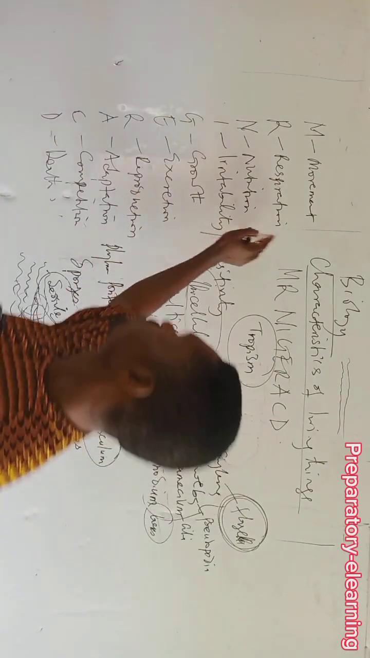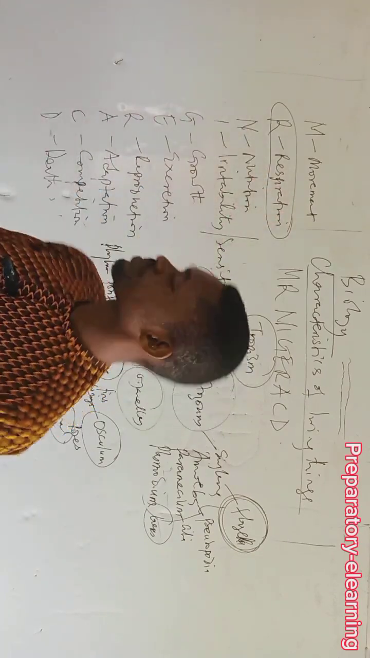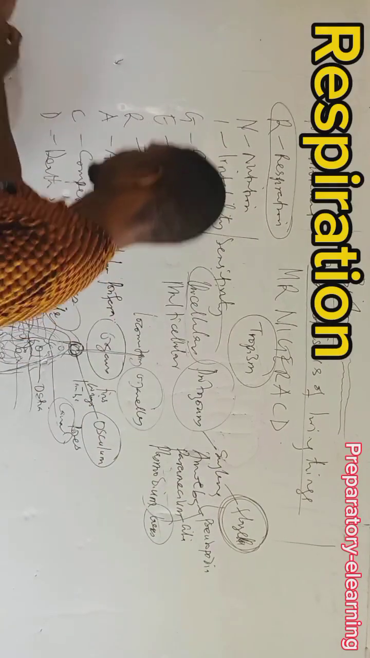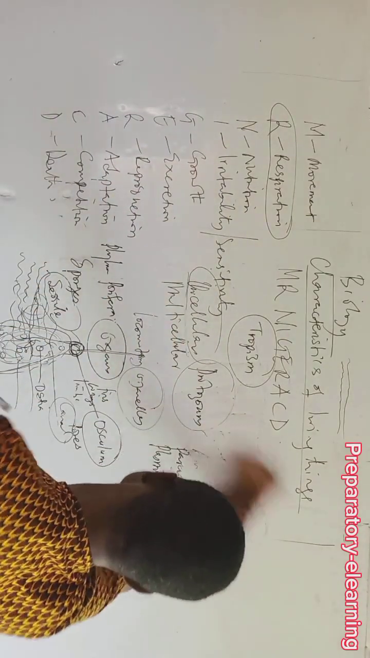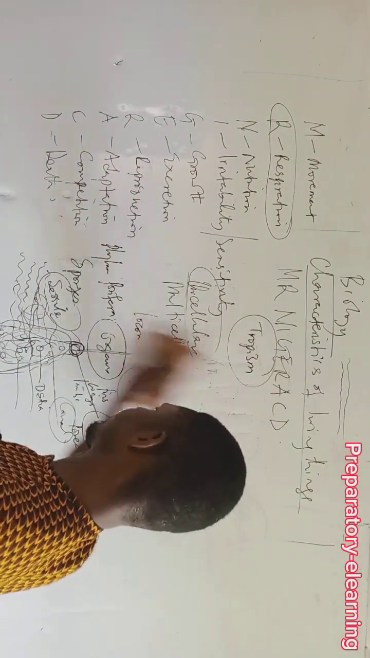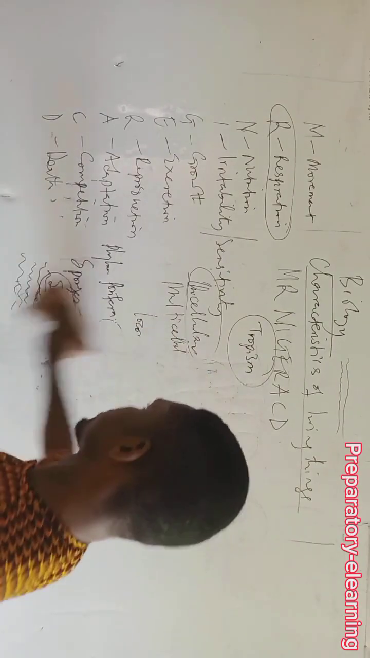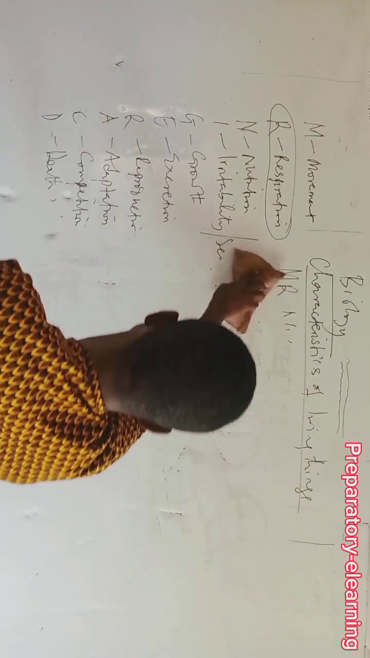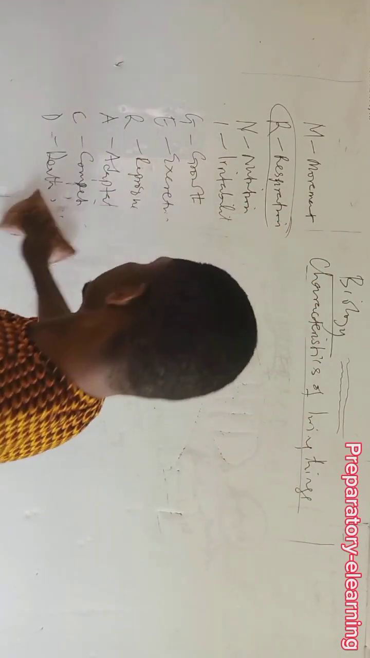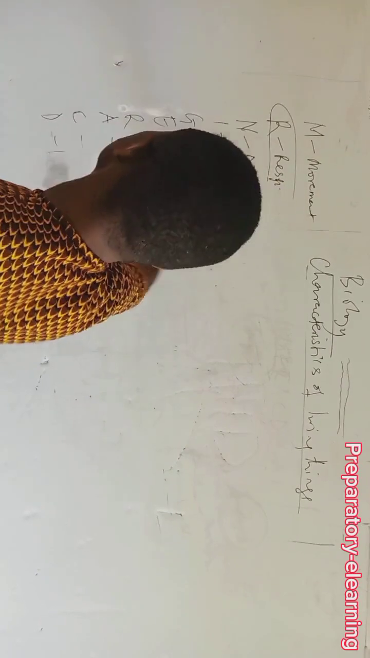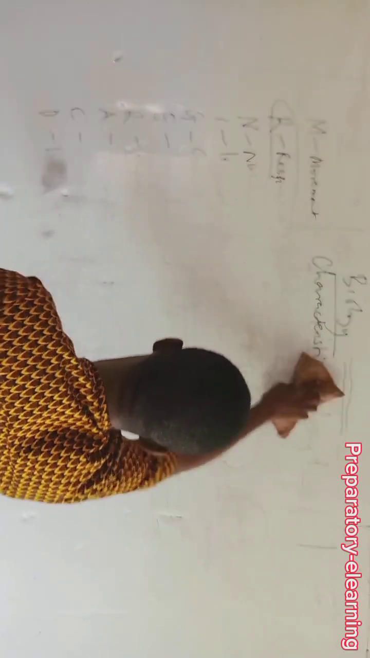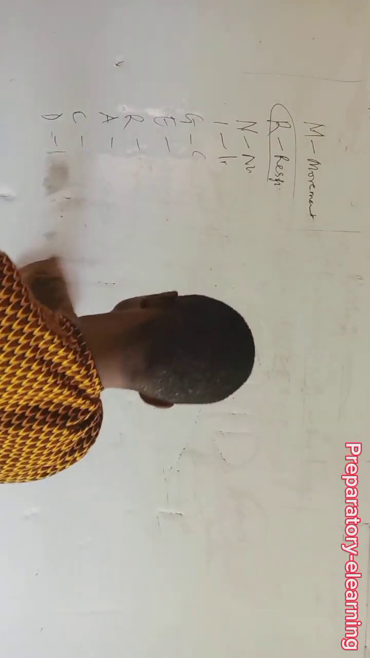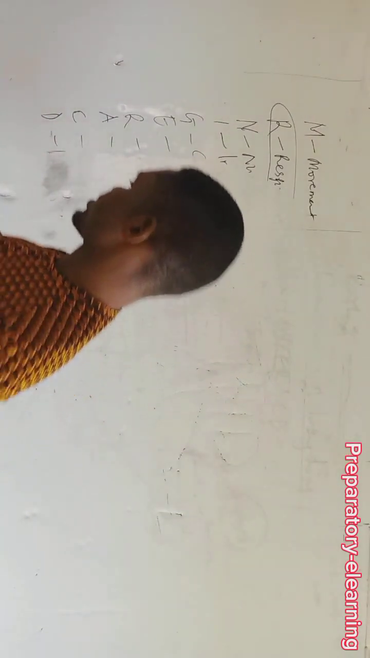And then we move straight to the next one, respiration. Now, respiration is the most important characteristic of every living thing. Respiration is the most important characteristic of every living thing. Sometimes this question is asked, JAMB may ask, we just list the characteristics of living things, give you a few of them, then ask you which of them is the most important characteristic of living things. Now, it's very easy, very simple.